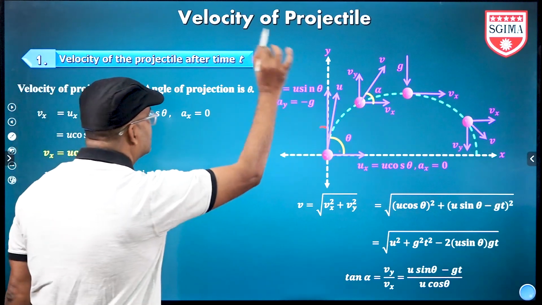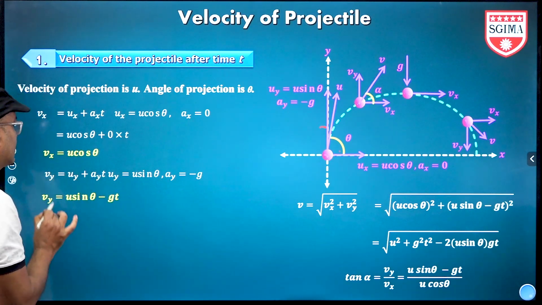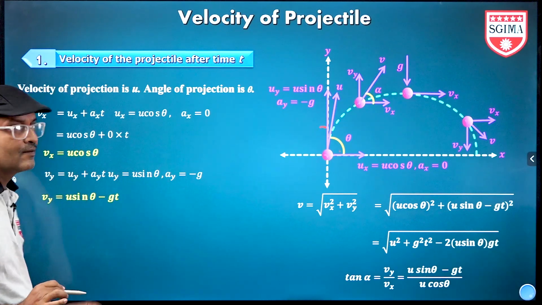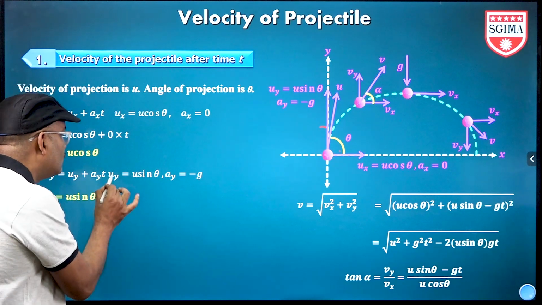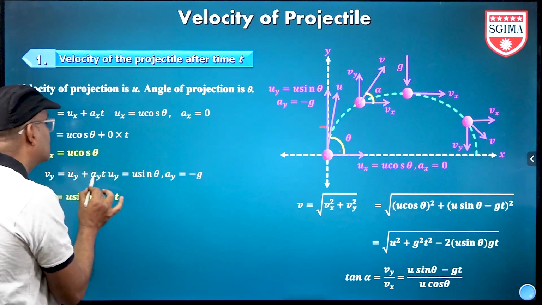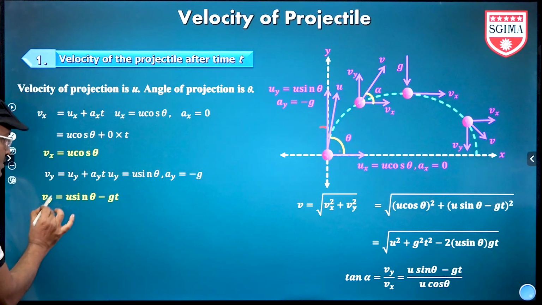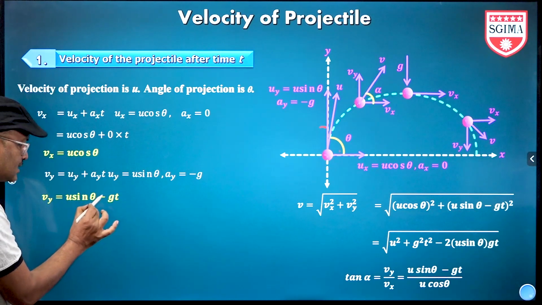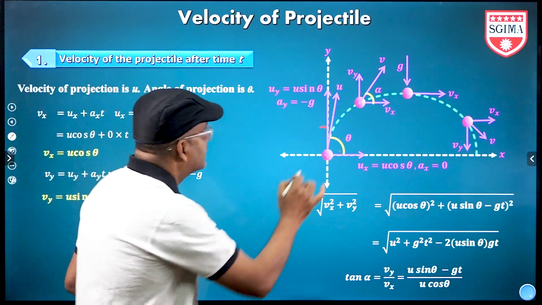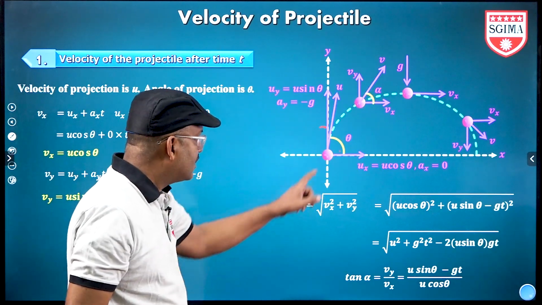Now along the vertical direction, again I apply V equals U plus AT. Taking the vertical direction, Vy is equal to Uy plus Ay t. Uy is u sin theta, Ay is minus g. Substituting these, Vy is equal to u sin theta minus g t.